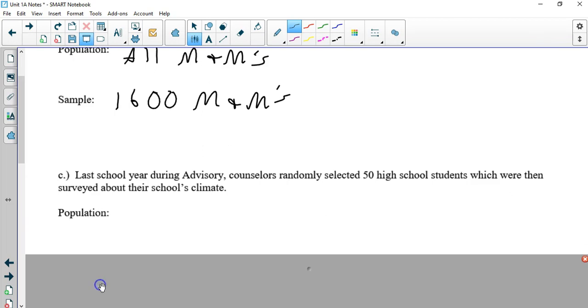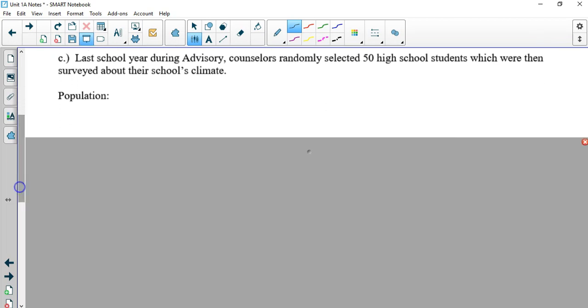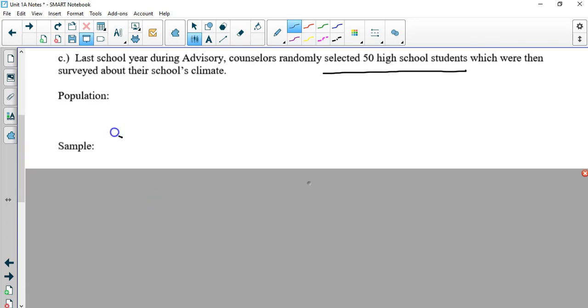Okay, C. Last school year during advisory, counselors randomly selected 50 high school students. So again, let's work backwards. Who was selected? 50 high school students. That is a sample, 50 high school students. Okay, so what's the population? All students.